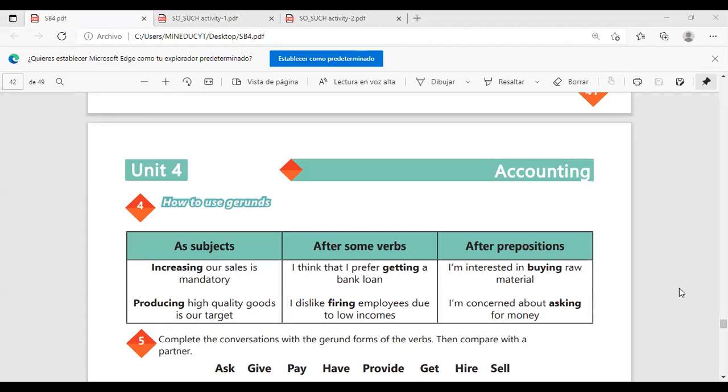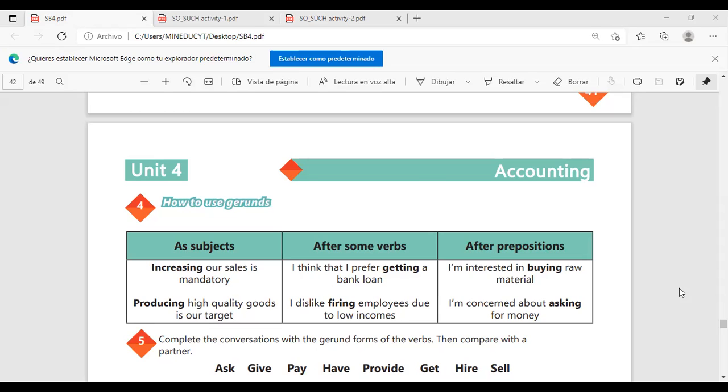Okay, before we take a look at this chart in the material, how are we going to use gerund? We can use gerund as a subject, after some verbs, and after prepositions. In this case, we are going to talk about these three ways. As a subject, we put it at the beginning and add ing. For example, the verb is increase, but in this case, increasing ourselves is mandatory. It's a subject. Producing high quality goods is our target.